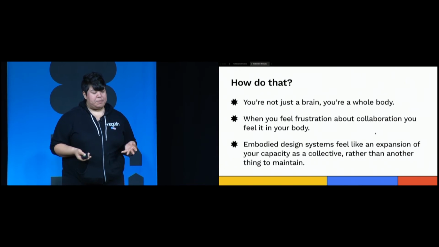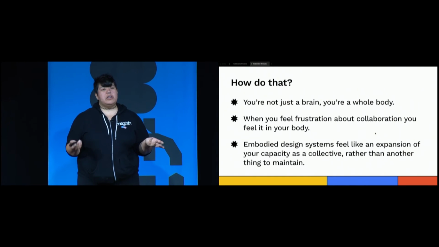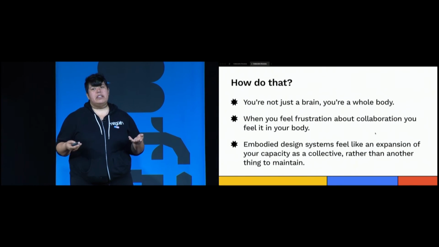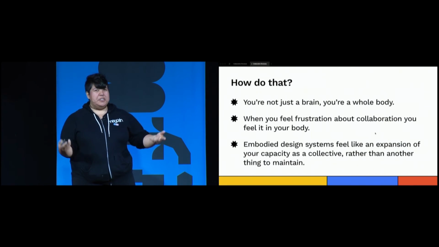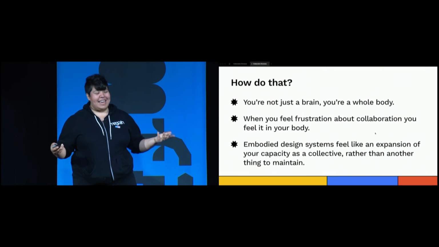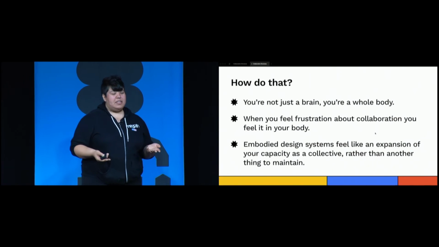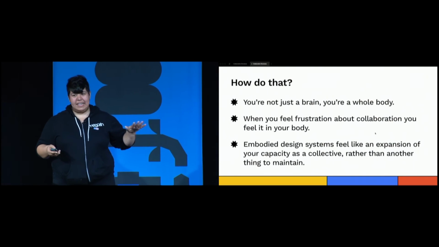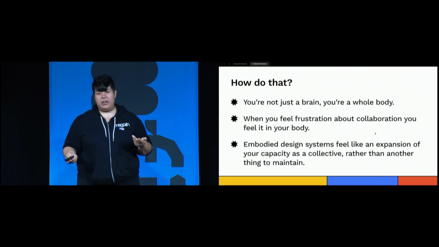Embodied design systems feel like an expansion of your capacity as a collective rather than another thing to maintain. So if every time you have a concern or a desire, those things can be named, and even if they're not immediately acted upon, they are considered and they're heard, and the fact that you're sharing is seen as valuable in your collaboration, then it starts to feel good. And I wish there was a better way of saying that, but sometimes words get in the way. It starts to feel good that you're making this thing. It starts to feel like you're gaining superpowers together. It doesn't feel like you're secretly resenting somebody in your team who made this thing that could have been amazing worse because you didn't speak up, because you didn't feel like you'd be heard.